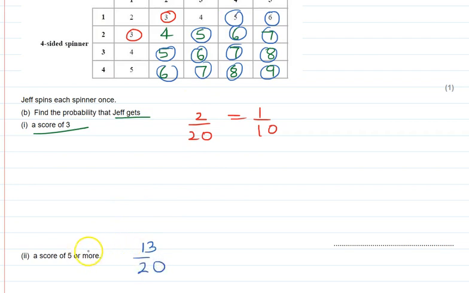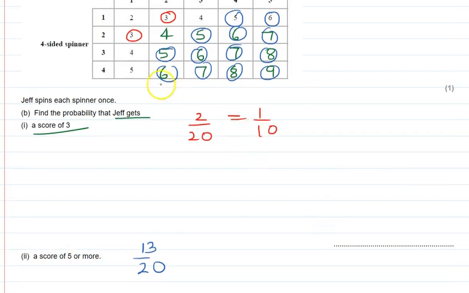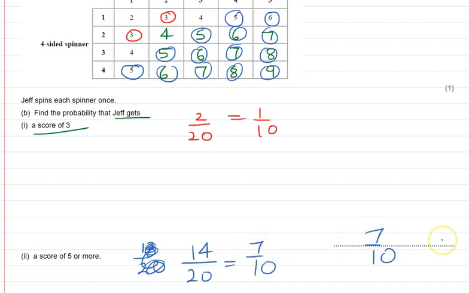A score of 5 or more is 13 over 20. And this 1 score of 5 is also left, so instead of 13 it will be 14 over 20, and if you simplify it, it will be 7 over 10. So the answer is 7 over 10.